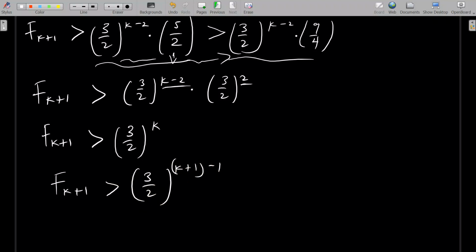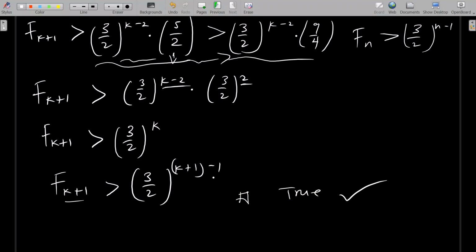So notice that the first problem was f sub n is greater than 3 over 2 to the n minus 1. So here when n equals k plus 1, we have f sub k plus 1 is greater than 3 over 2 to the k plus 1 minus 1. And it follows the same argument, so here this is n, and this is n. So it follows the same argument, right? So this is true.